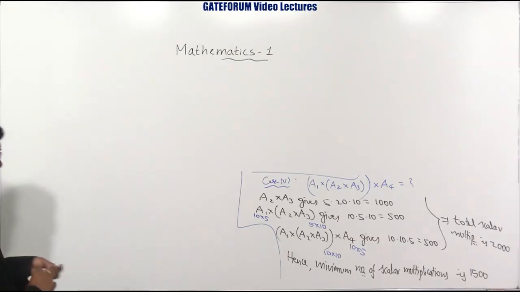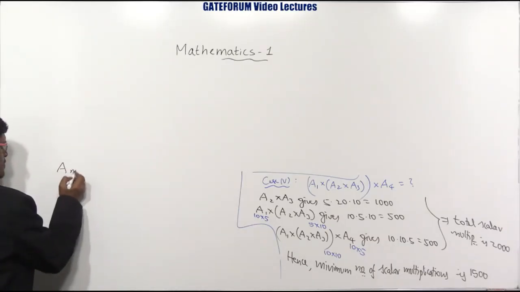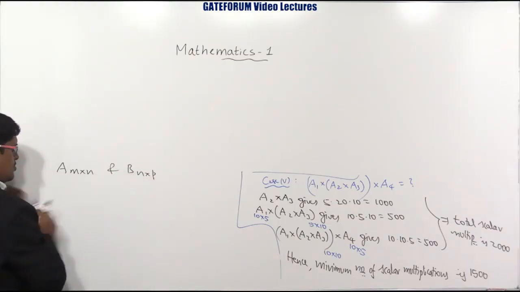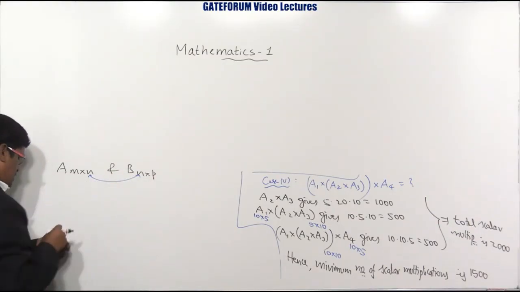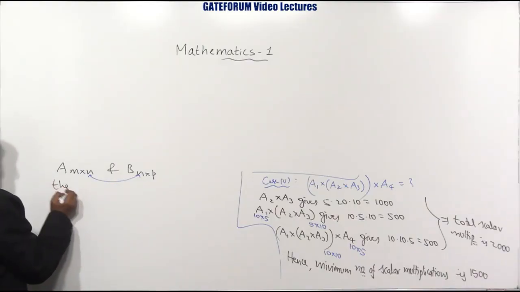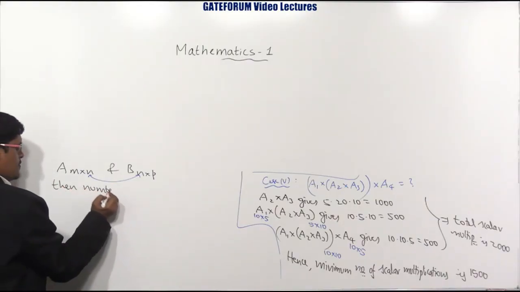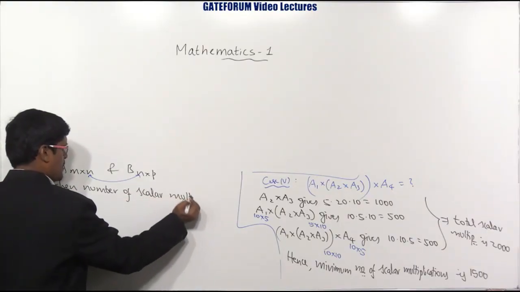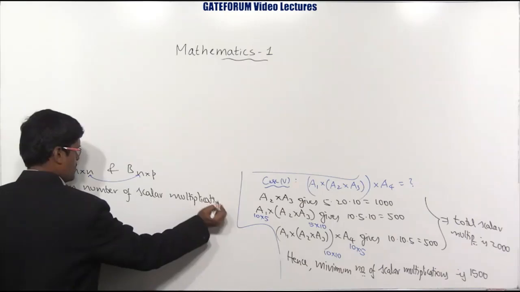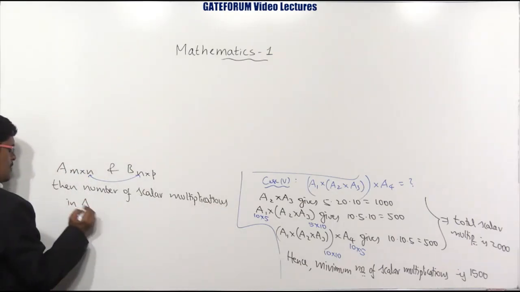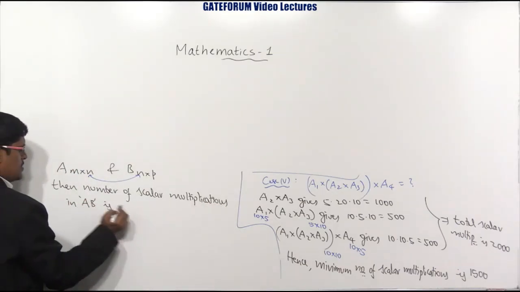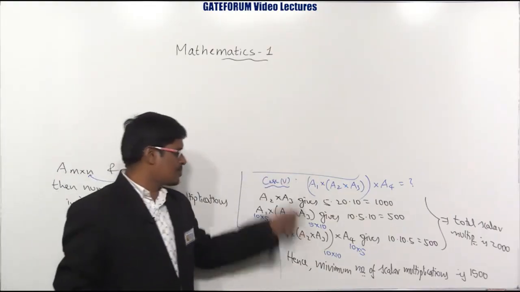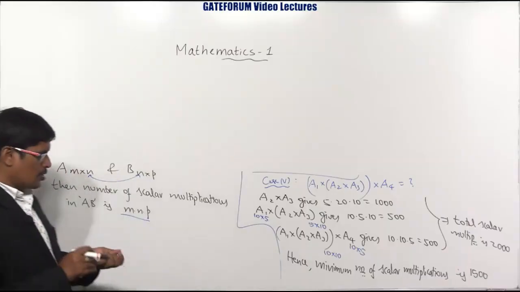So once again, for some people's purpose, A is M cross N order, B is N cross P. So the middle values must be equal while finding the product AB. Then the number of scalar multiplications in the matrix product AB is M into N into P. Using this, we have done 3 steps in each case, according to the brackets.